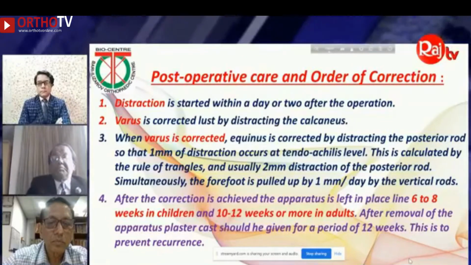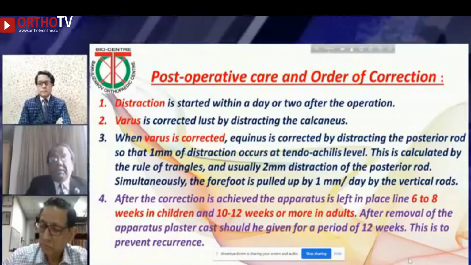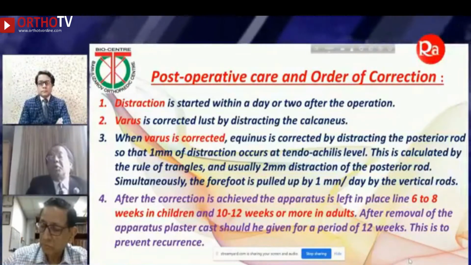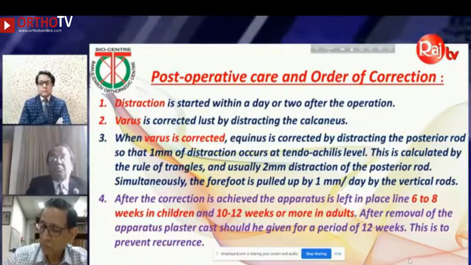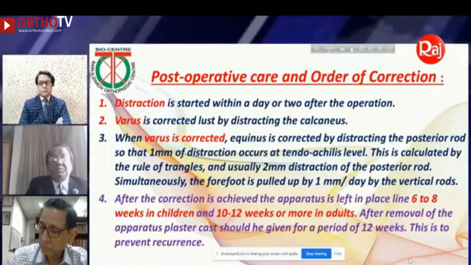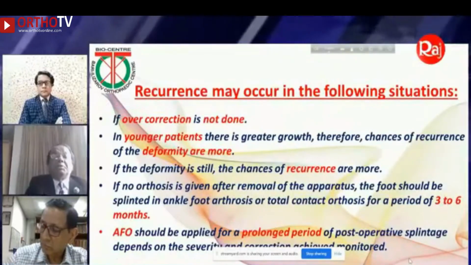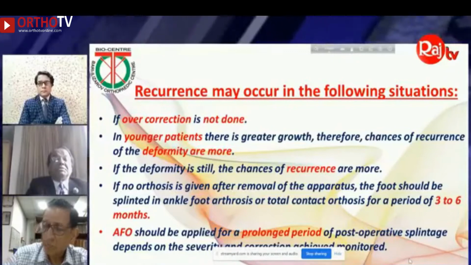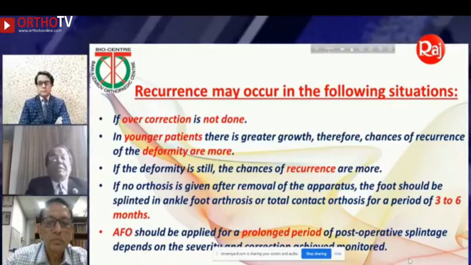After the correction is achieved, the apparatus is left in place 6 to 8 weeks in children and 10 to 12 weeks or more in adults. After removal of the apparatus, plaster cast should be given for a period of 12 weeks. This is to prevent the recurrence. If you do the overcorrection, you will not get the recurrence.